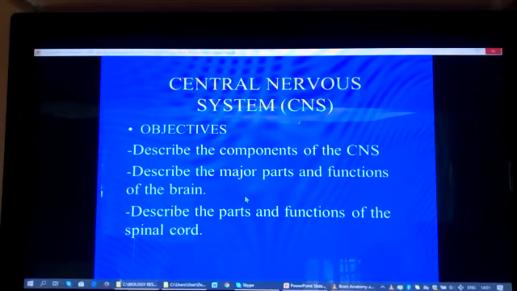So these are some of the objectives that we're supposed to discuss, and that by the end of the lesson we'll be able to answer a few questions from the area. Number one, we'll be expected to describe the components of the central nervous system, commonly denoted as CNS. Then number two, describe the major parts and functions of the brain. And then number three, describe the parts and functions of the spinal cord.